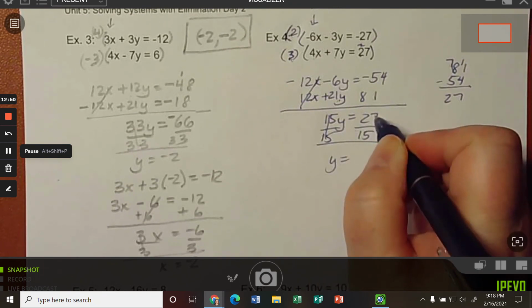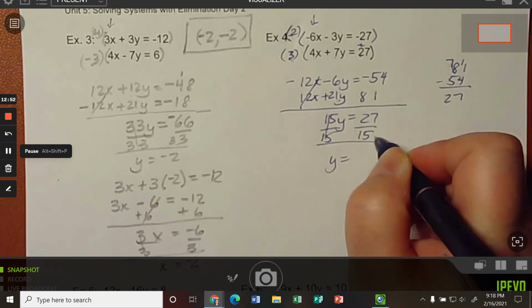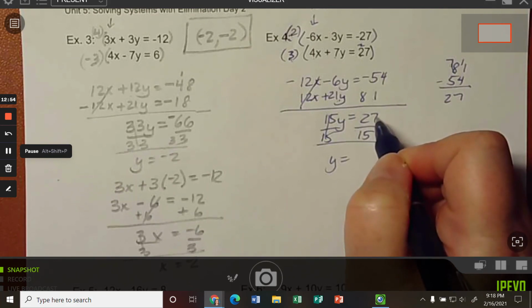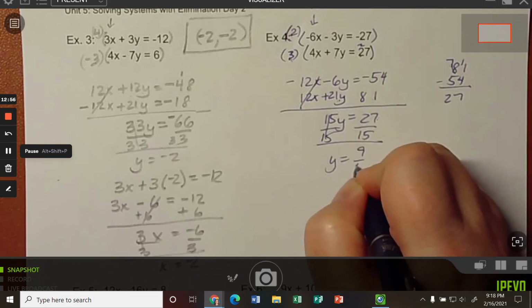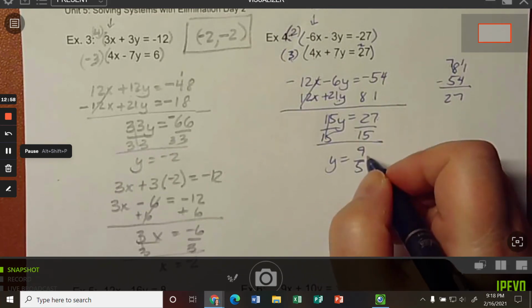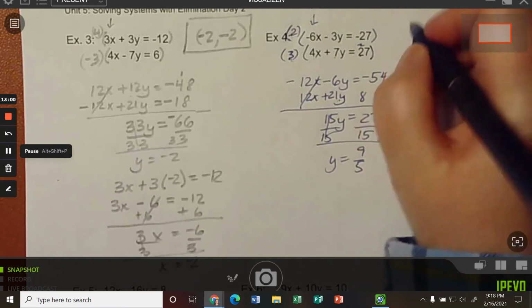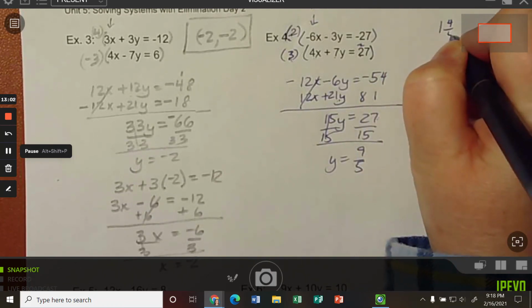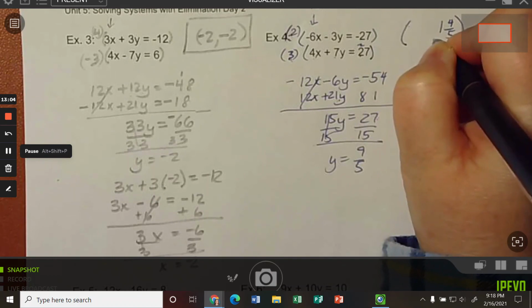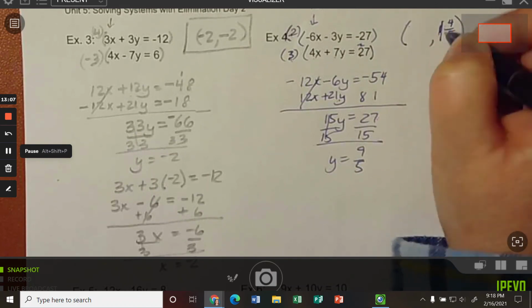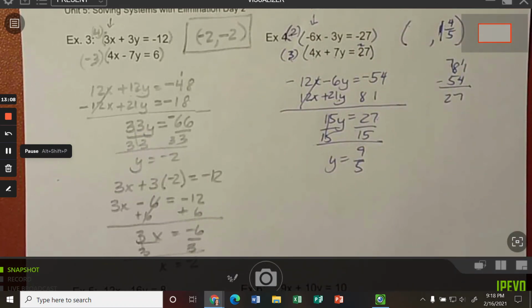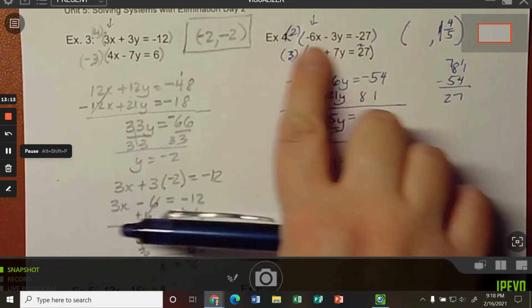These are both divisible by 3, so we get 9/5, or 1 4/5. And I don't think that problem is supposed to have a fraction, but we'll just continue going. So 1 4/5 for our y value, and then we can go ahead and plug that into either equation.